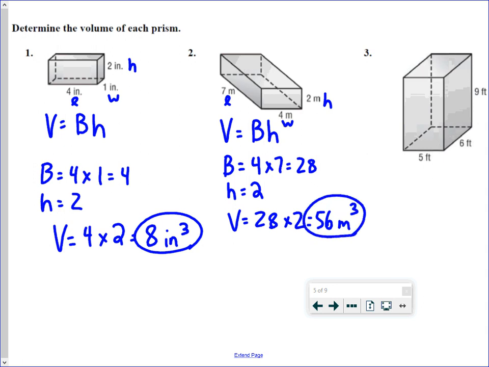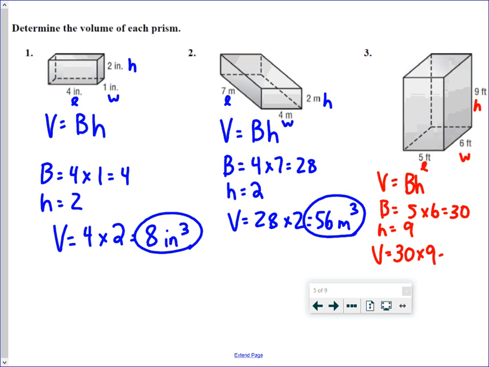Very simple. And another simple one where it's basically length times width times height, but we're doing it a different way now. So we got volume is equal to base area times height. Here's our length, our width, our height. Our base area is 5 times 6, which is equal to 30. Our height is 9. So now we just plug it in the formula. Volume is equal to 30 times 9, which is 270 feet cubed.